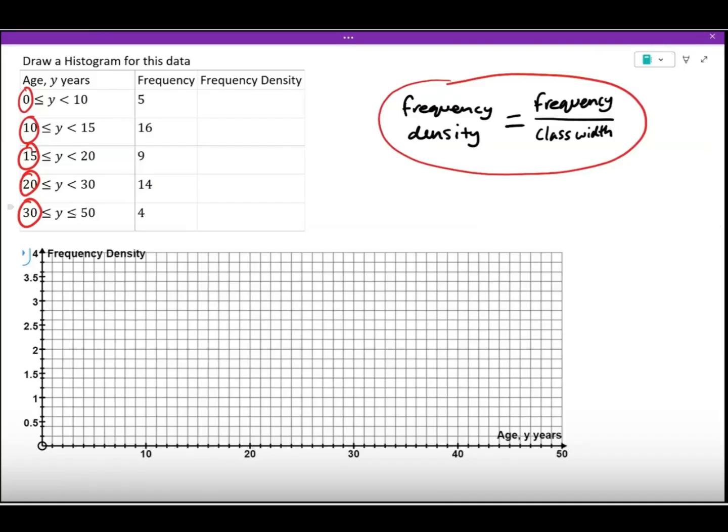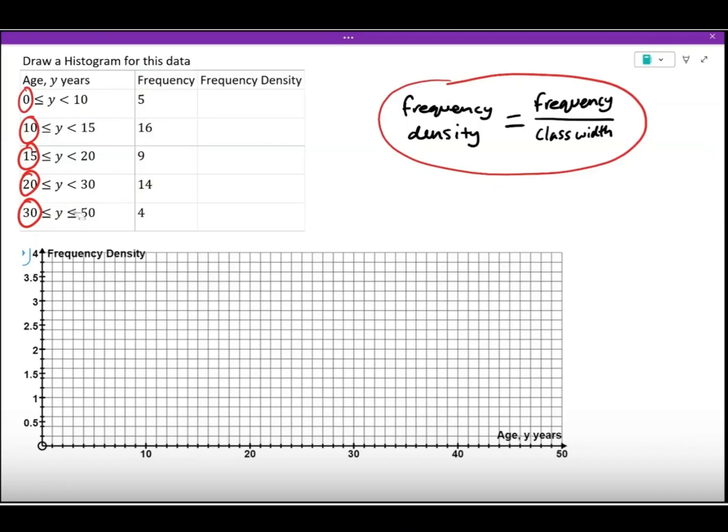However, often in the final class, you might have a same-as inequality on the upper value, if you want to include the upper value in the data. Because if that was just y is smaller than 50, then that means anyone of 50 years of age wouldn't be included in the data.